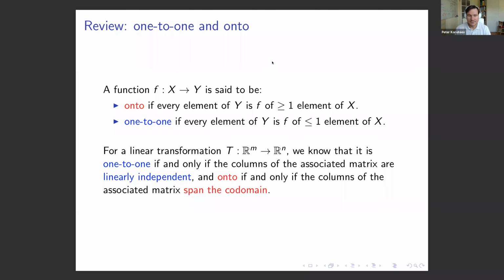There could be none, but if there is one, there should be only one. As you can see, there's an overlap between them. So a function is one-to-one and onto if these two statements are satisfied at the same time. Now, for a linear transformation from Rm to Rn, we know that it's one-to-one if and only if the columns of the associated matrix are linearly independent, and it's onto if and only if the columns of the associated matrix span the codomain.